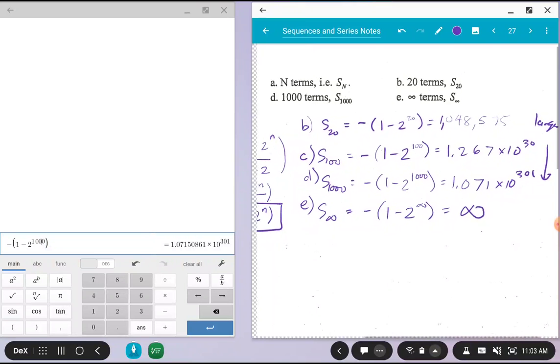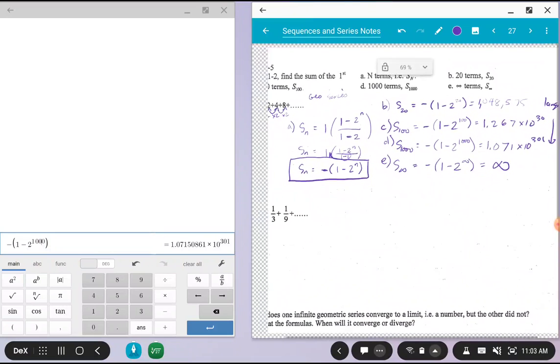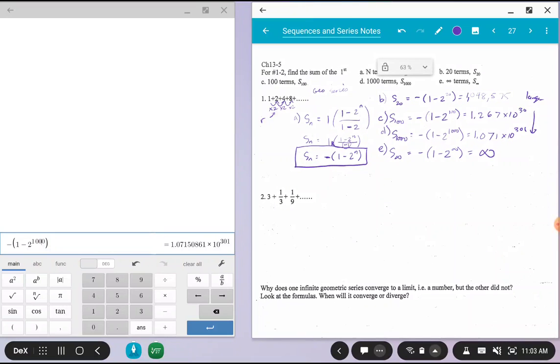Okay? So that's how we can tackle problem number 1. Okay? Let's go on to number 2. Now there is a typo here.